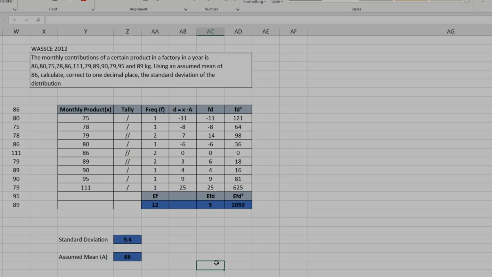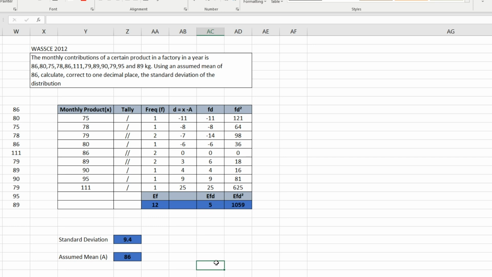Alright, so we now have our standard deviation given as 9.4. Thank you for watching, and I wish you all the best in your exams. This is what, in 2012, we were expecting the students to do during their examination.